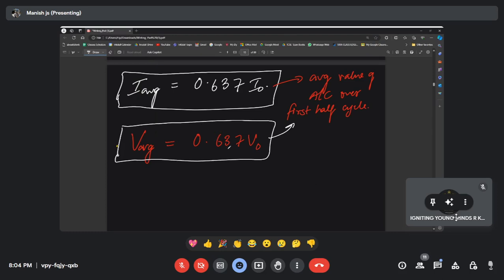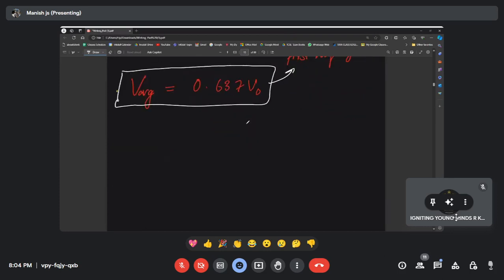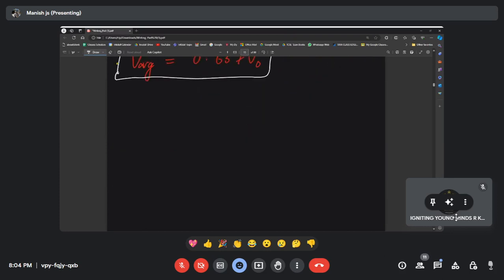So these are the values. So directly you can substitute your peak voltage and peak current and you can directly compute the average values in one go, if it is for the first half cycle. Okay, that's it children. Then we are moving on to the next part.